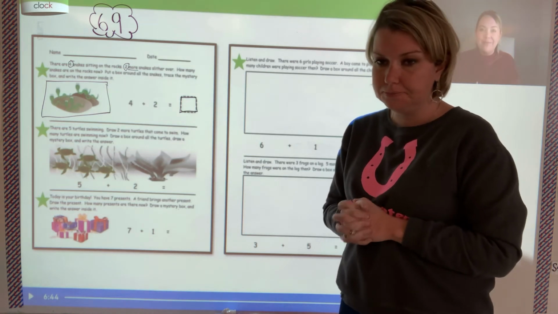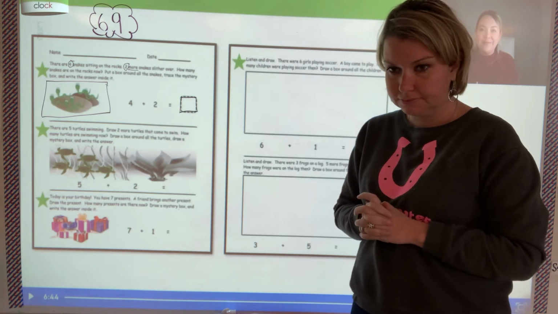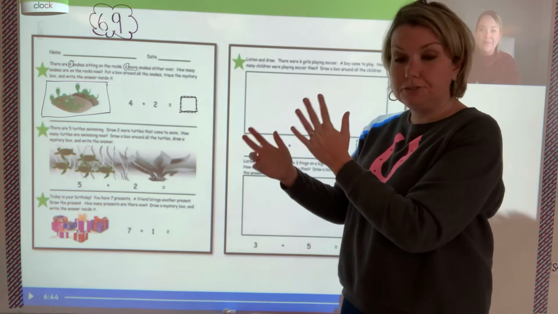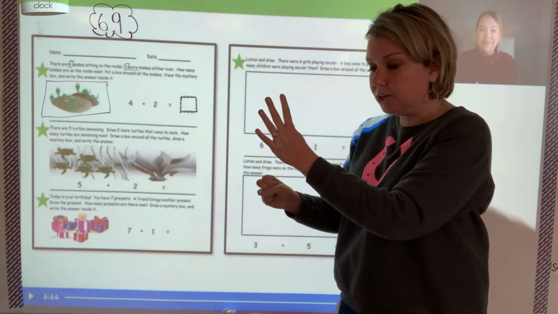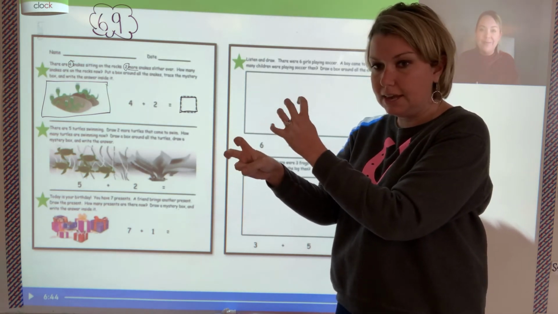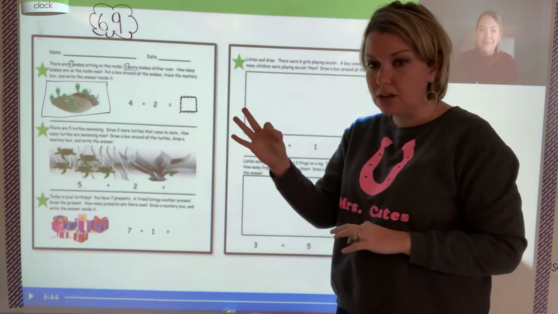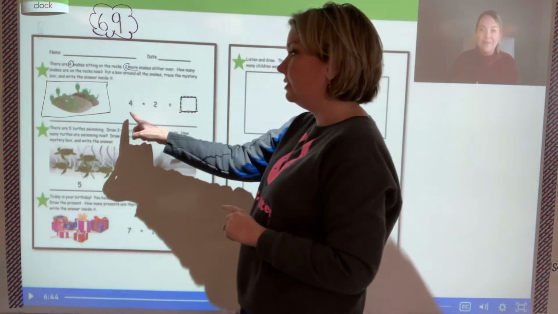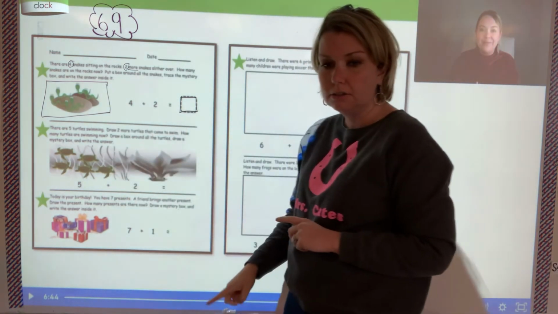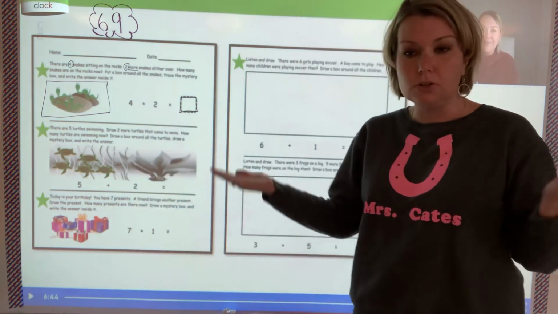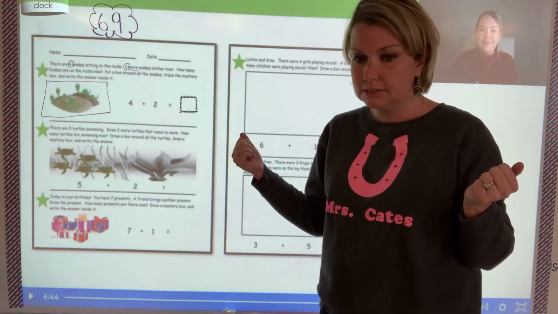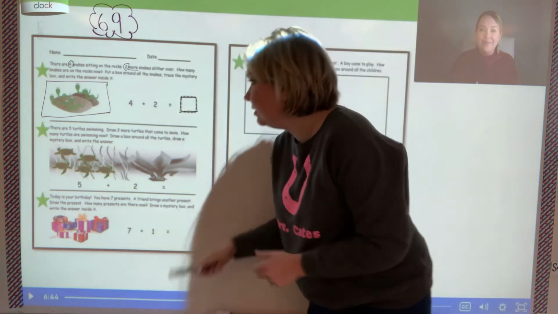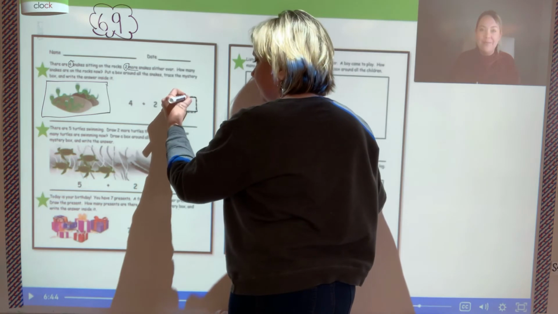Carolyn? Count them all. You can show them on your fingers, right? So I can show 4 fingers and 2 more fingers and count my fingers. Those are all 3 strategies, friends. So, show me with your fingers. What is 2 plus 4? 2 plus 4 equals what? 6. You're exactly right. So, we're going to write 6 in our mystery box.